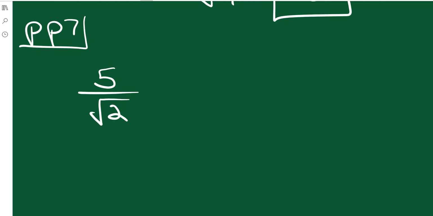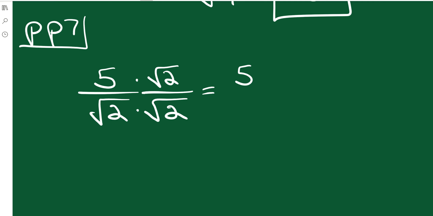How about 5 over root 2? We have to rationalize the denominator, so I'm going to multiply top and bottom by the square root of 2. That gives me 5 times the square root of 2, which I just write as 5 root 2, because I can't simplify it or join any factors this way. And this is going to be all over 2. The square root of 2 times the square root of 2 is the square root of 4, and the square root of 4 is 2.